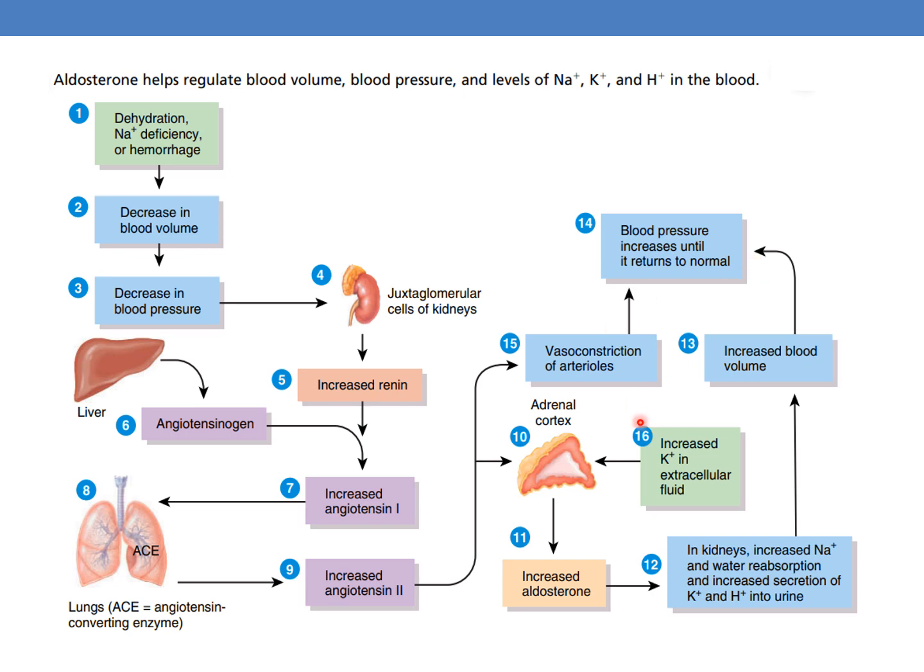One more action of this angiotensin 2 is that it leads to vasoconstriction of arterioles. This in turn also contributes to increasing the blood pressure to normal.